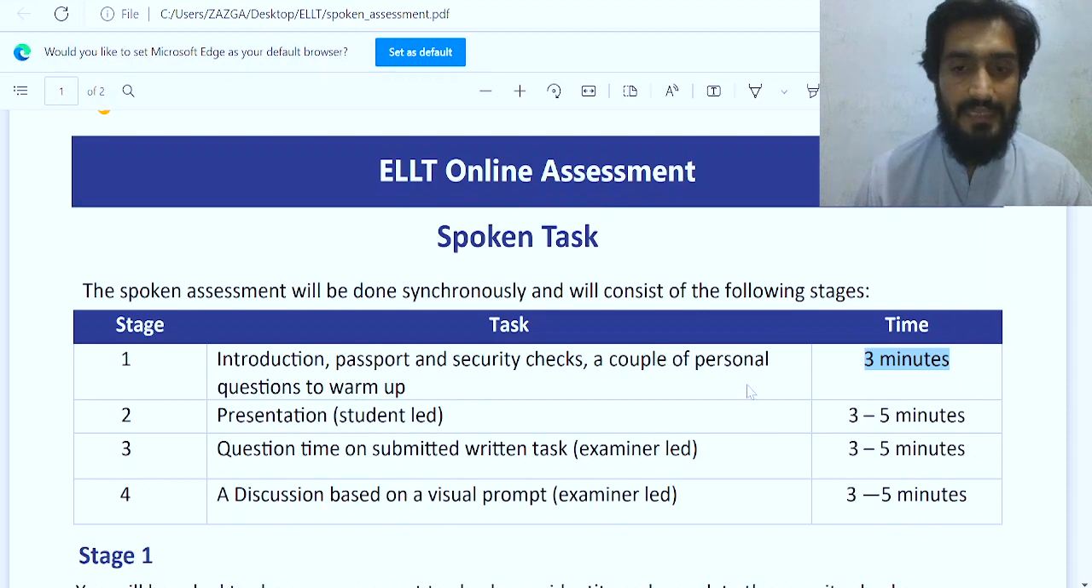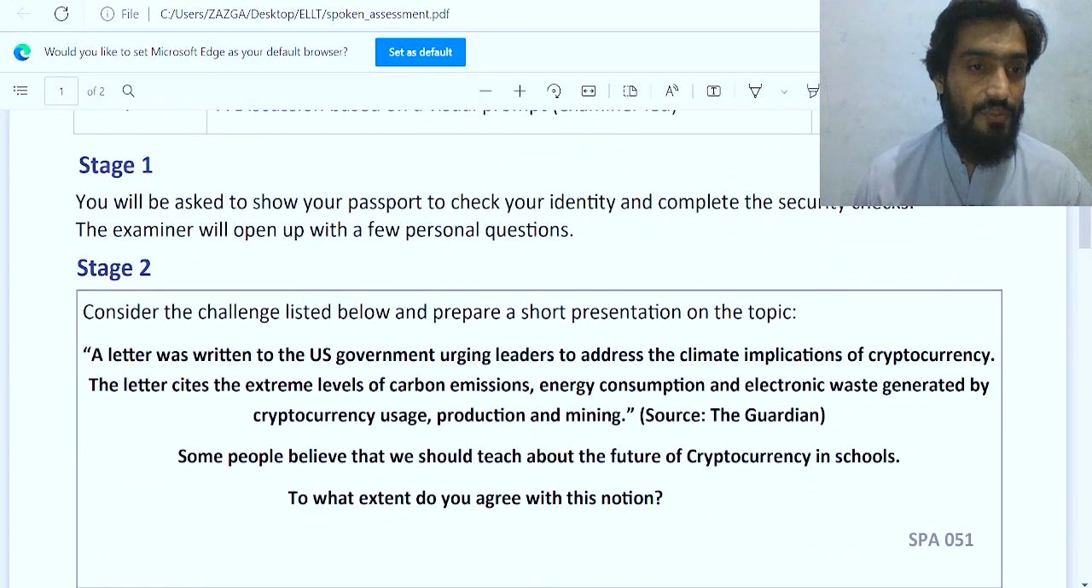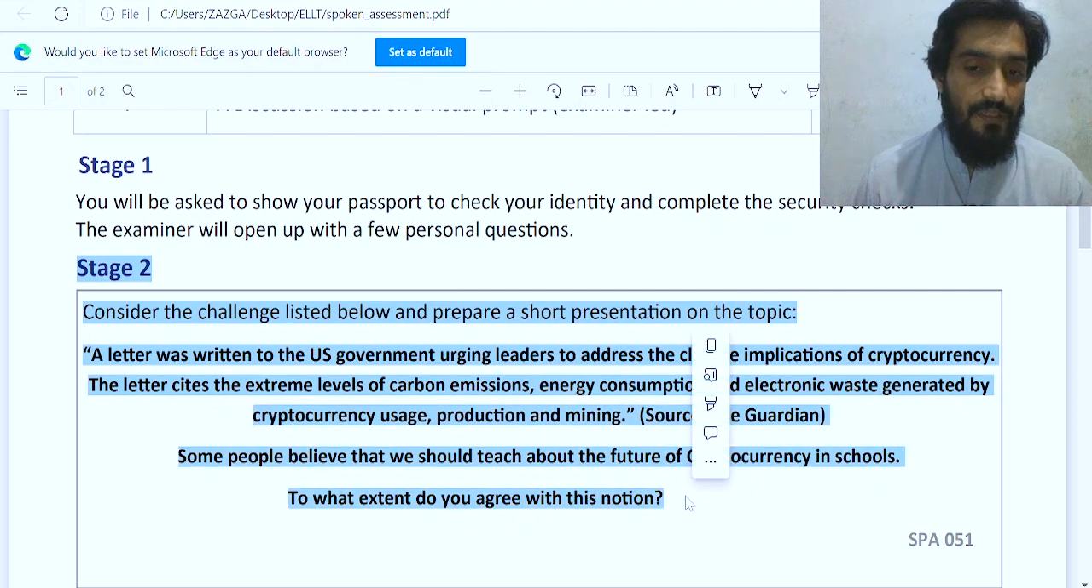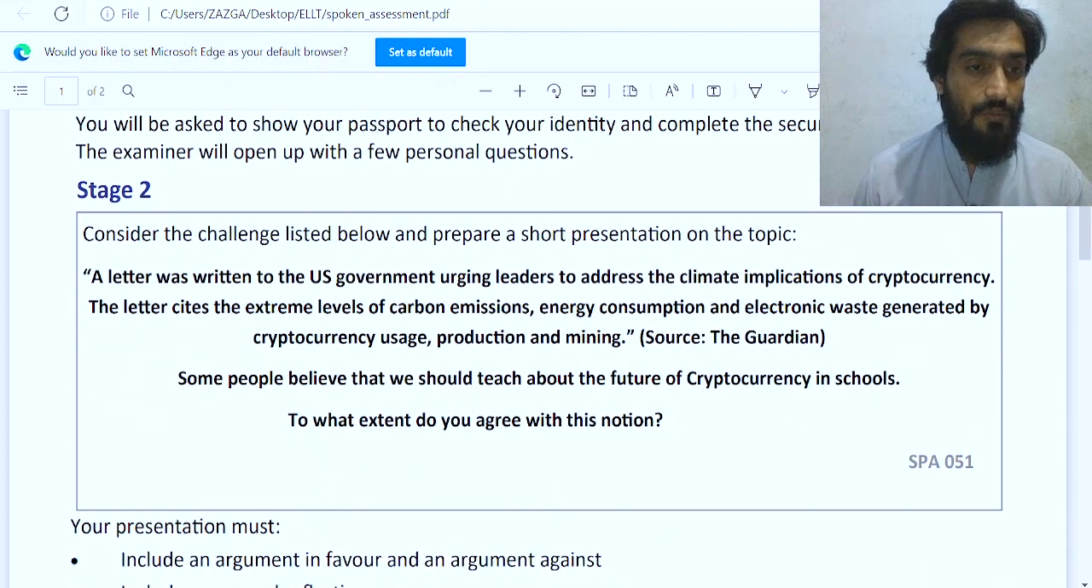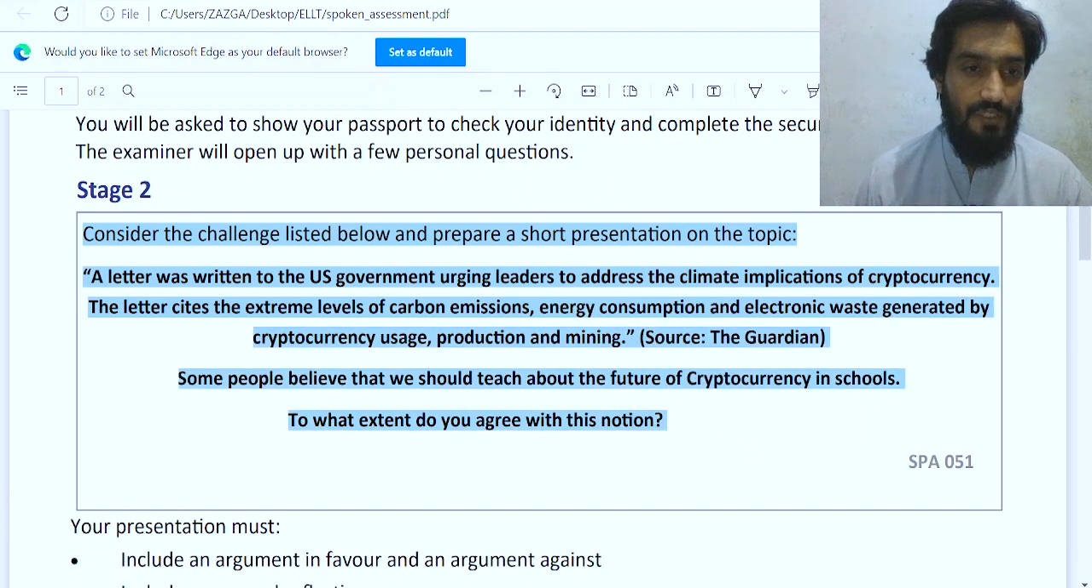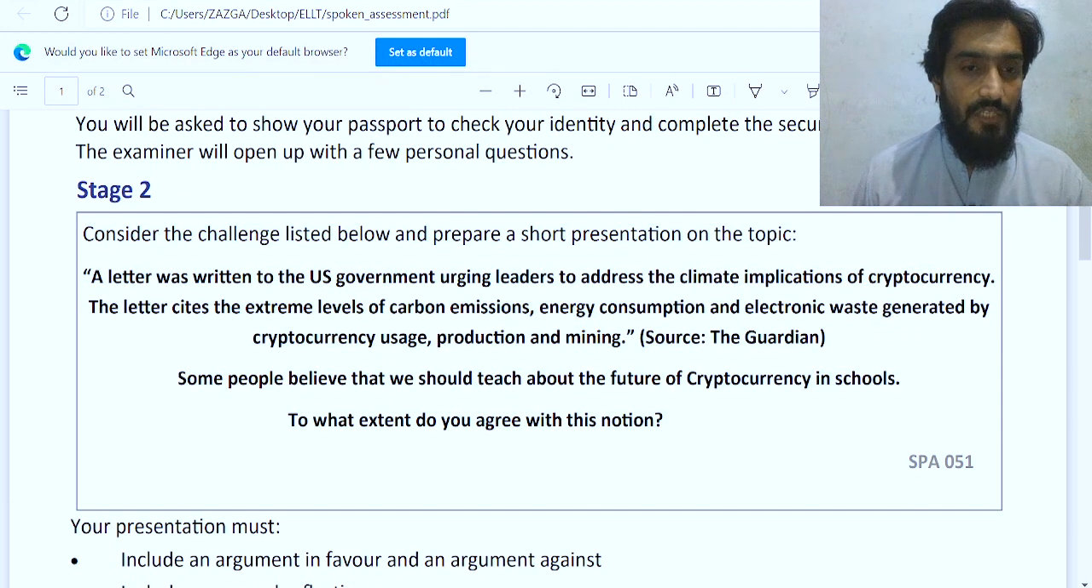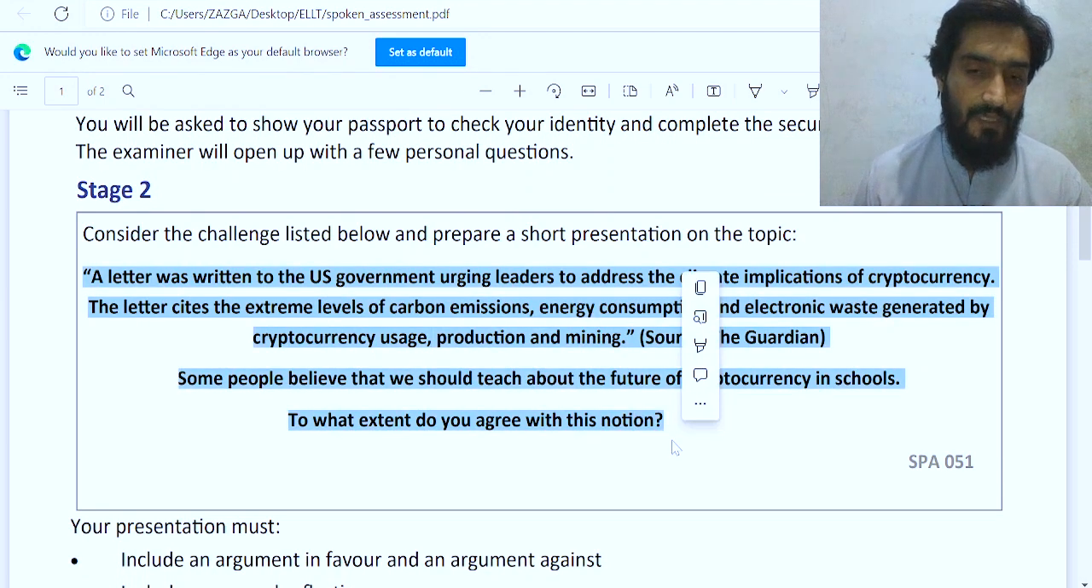It can exceed. Okay, then the second part comes, which is about presentation, and presentation stage 2, you will have been given a topic about which you will have to talk or prepare a topic and then talk from 3 to 5 minutes. Now stage 2, this is your presentation topic. You have to read this, which is in this box. Consider the challenge listed below and prepare a short presentation on the topic. This topic is given in advance when you book the speaking module date and time for yourself. This topic is given to you at that time.